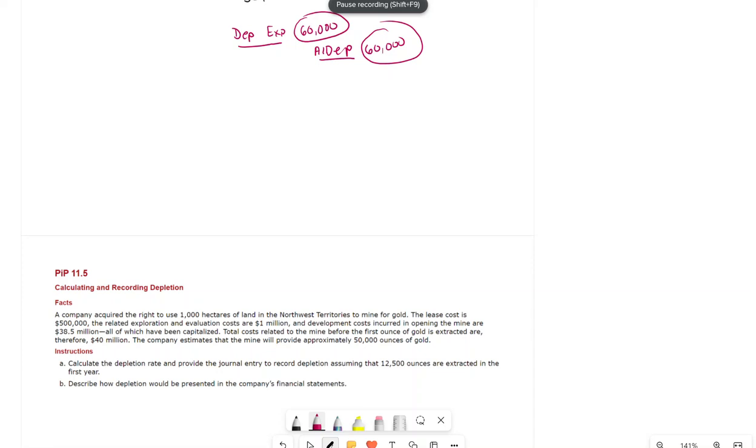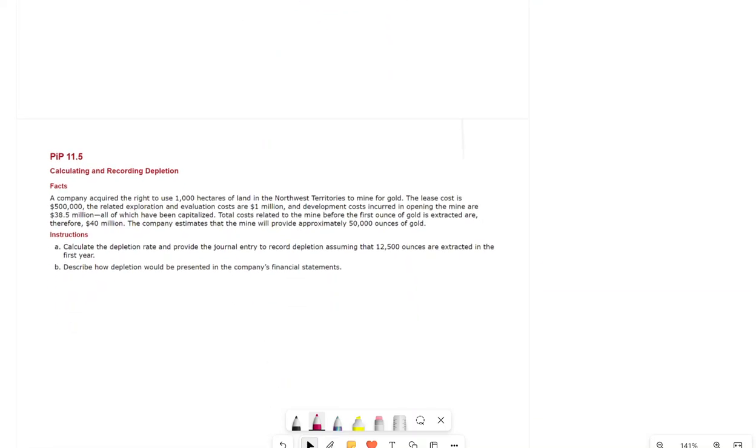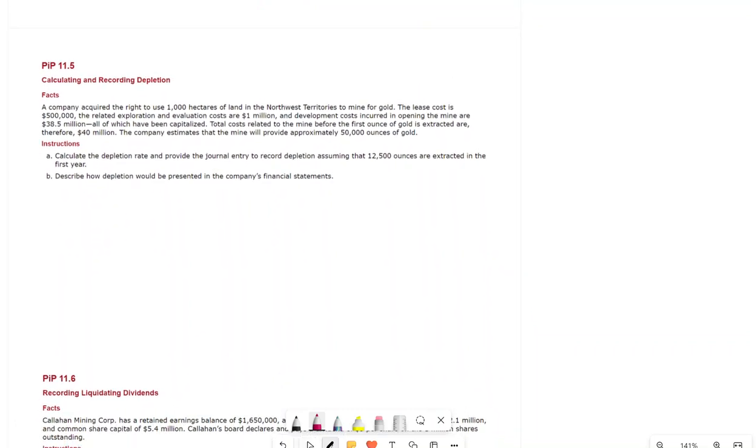Now we're going to the depletion method. When we look at the next one, it is called the depletion method. How would you record the depletion method? When we think of it, we have to read the question to see what it is asking. It says calculate the depletion rate and provide the journal entry to record the depletion, assuming that 12,005 ounces are extracted in the first year.